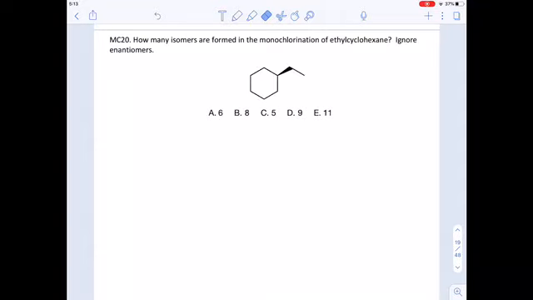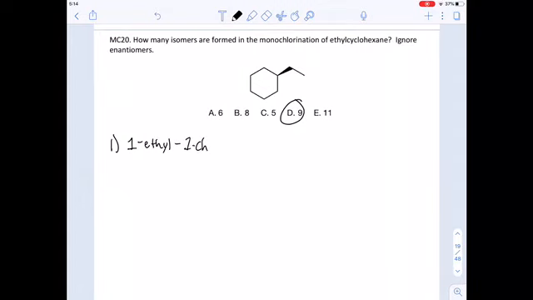Okay, so multiple choice 20 was kind of a tricky one. You had to make sure you looked out for diastereomers because those are a type of isomer, okay? So the answer was 9. I'll go ahead and fill it in, and I will give you the 9 different isomers.